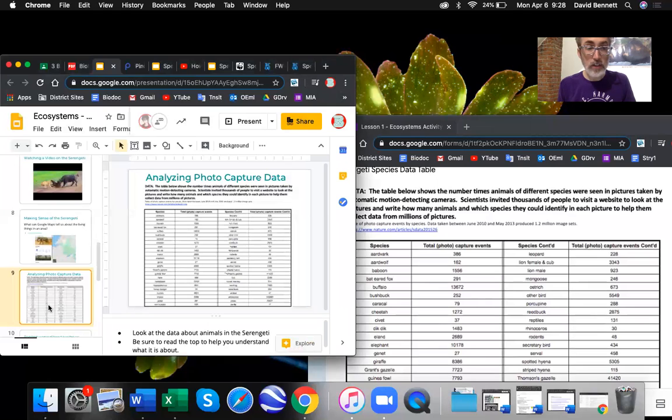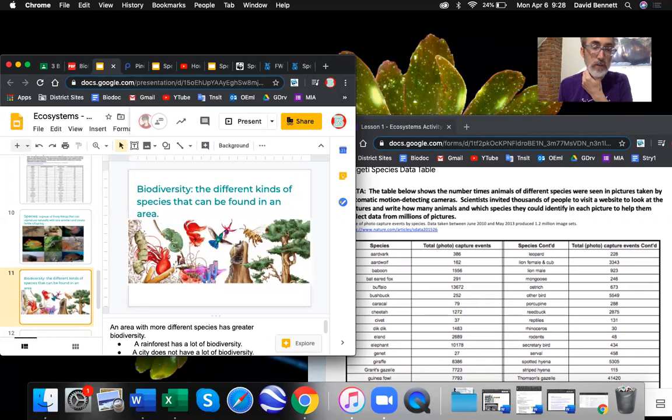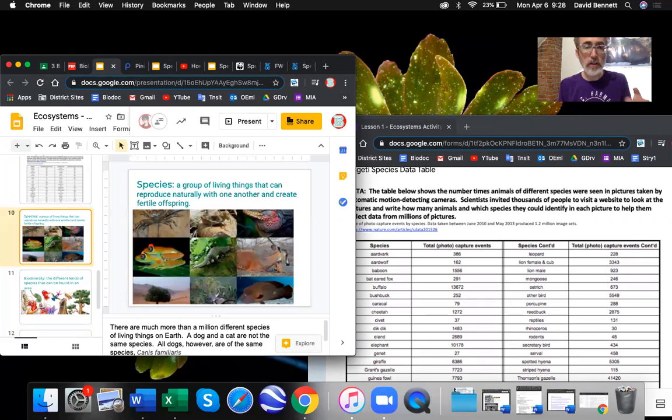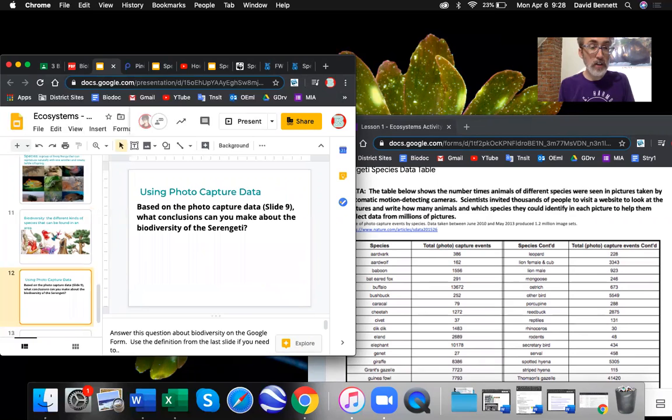And basically you're using that data to just see how much biodiversity there is, or how many different species there are. So there's a definition for biodiversity, different kinds of species that can be found in an area. And if you want to remember what species are, there's a nice definition here back on the slideshow. And so it's important to know what species are, because you're going to be using that information later.